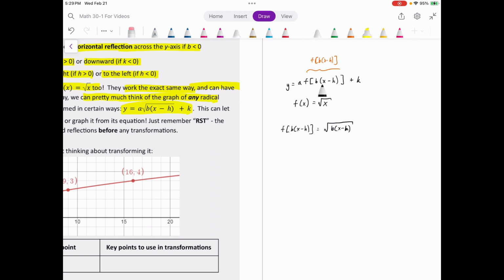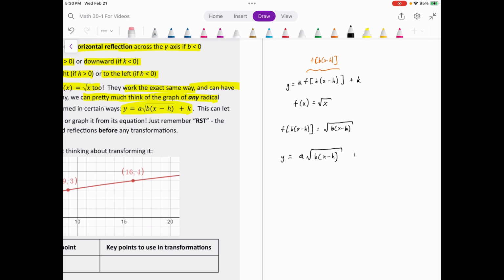Then what does it say to do with f(b(x − h))? It says multiply it by a and add k. Multiply it by a and add k. So if we do that, I'm going to take √(b(x − h)) and multiply it by a.